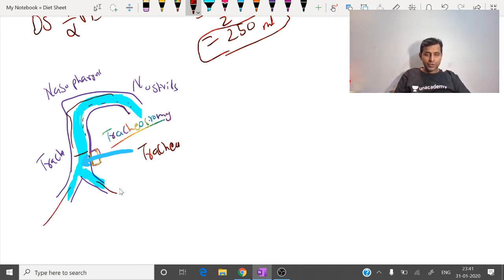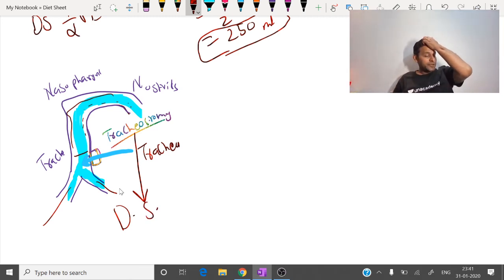This amount of dead space will now be a part of exchangeable gases. So in tracheostomy, please remember, what will be the amount of dead space? Will the dead space become 1/3? 1/4? 1/2? Dead space is going to definitely reduce. Either it will be reduced by 30%, by 50%, by 70%, or by 90%. What will be the reduction in dead space?